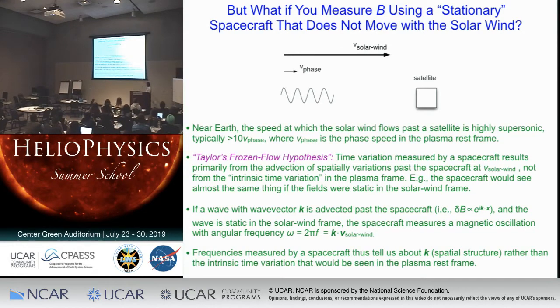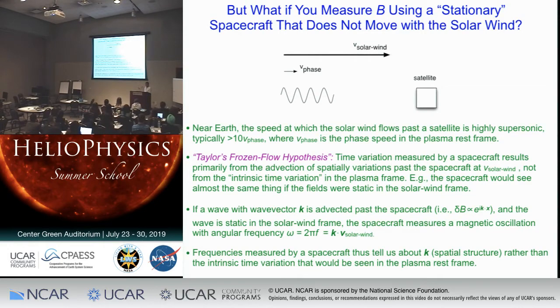So let's ask again now, what would be the period that we'd measure in this satellite of this particular sound wave? Well, the sound wave is now moving to the right at a speed which is the sum of those two speeds. So 30 kilometers a second for the sound velocity, 400 kilometers a second for the solar wind velocity. This waveform is now shooting by us at 430 kilometers per second. It's going to have a very short period, right? It's not going to take very long for one wavelength to sweep past us.